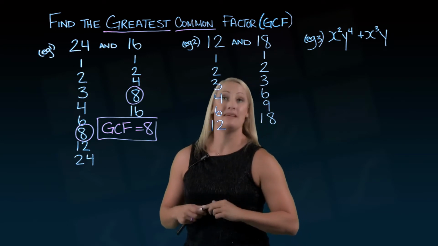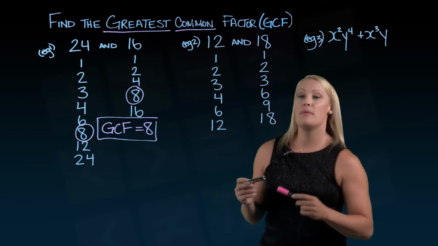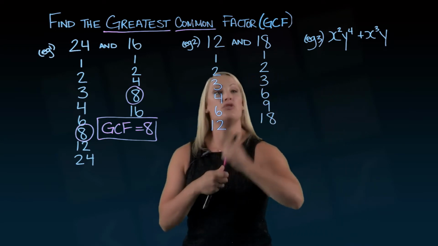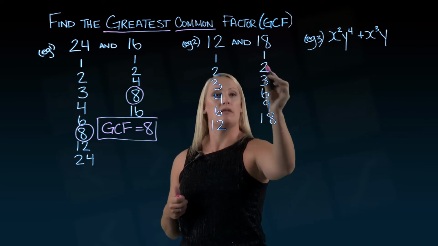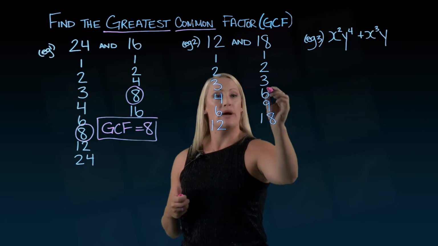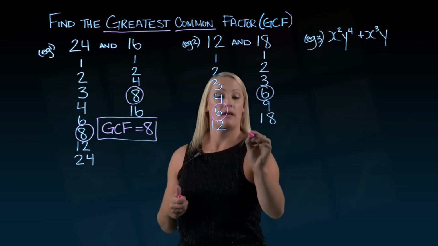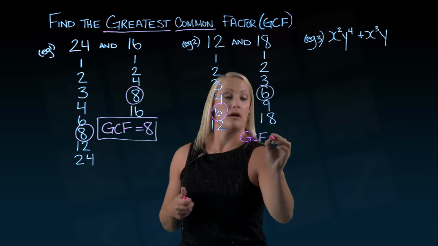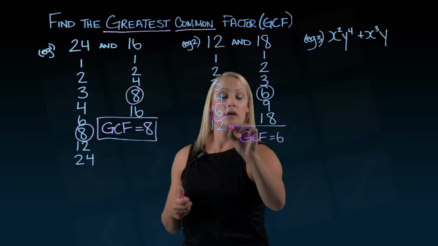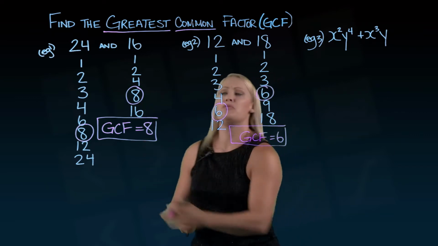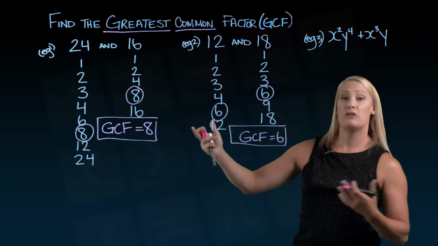Okay, so there are my lists of factors for each of them. I'm going to look at this list and find the greatest one they have in common. They have 1 in common, they have 2, they have 3, but 6 looks like the greatest common factor of those two numbers. So hopefully that makes sense in terms of the greatest common factor for a number.